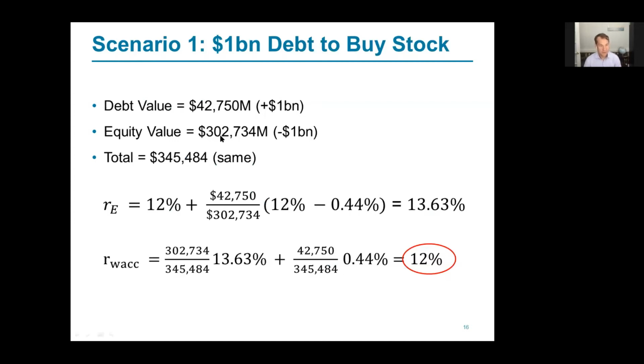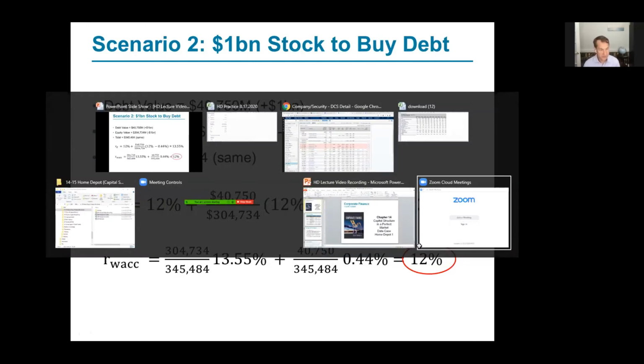So you'll see that the debt value is a little bit higher by $1 billion. So we'll add $1 billion to debt, subtract $1 billion from equity. The total wouldn't change. And then we will recalculate levered cost of equity using the formula that we've just seen. And then we'll plug in that new levered cost of equity into the WACC formula. And we should be seeing the same 12% WACC in this first scenario. Let's do that in Excel.